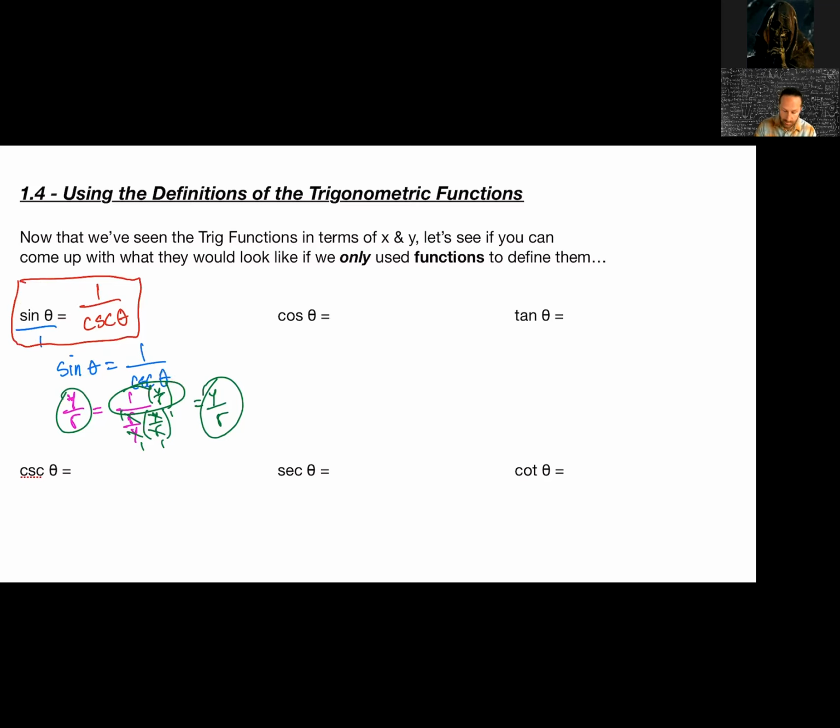So cosecant is equivalent to 1 over sine. So if we ever see 1 over sine, rather than keeping it as a nasty old fraction, we could just write it as cosecant.